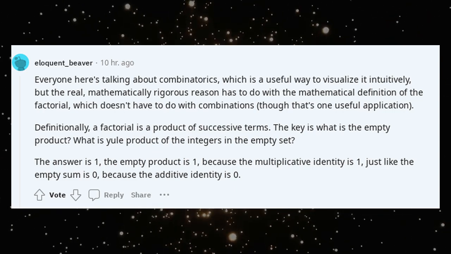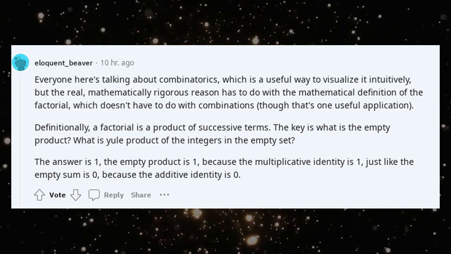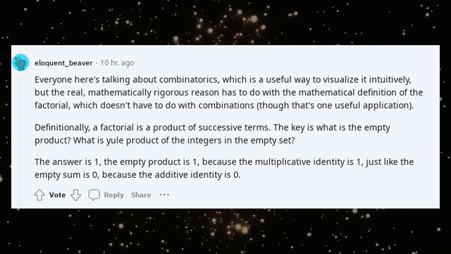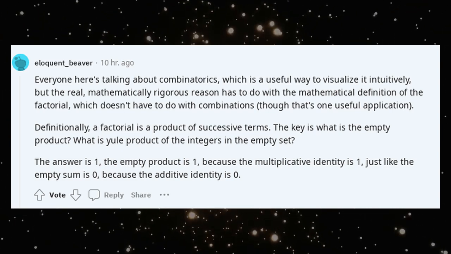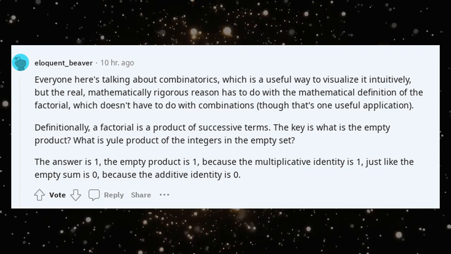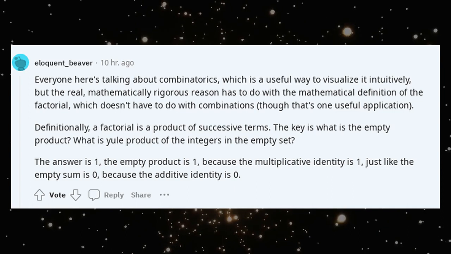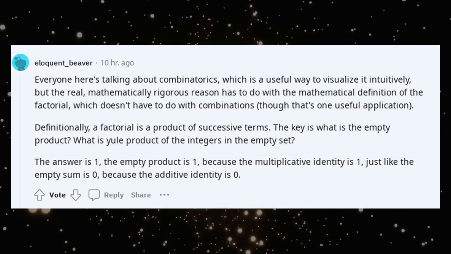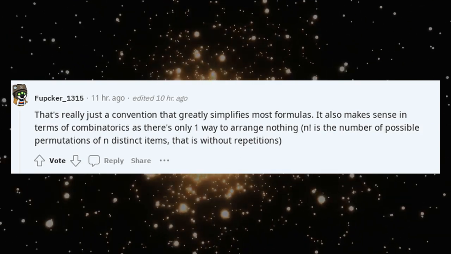Definitionally, a factorial is a product of successive terms. The key is what is the empty product? What is the product of the integers in the empty set? The answer is 1. The empty product is 1, because the multiplicative identity is 1, just like the empty sum is 0 because the additive identity is 0. That's really just a convention that greatly simplifies most formulas.